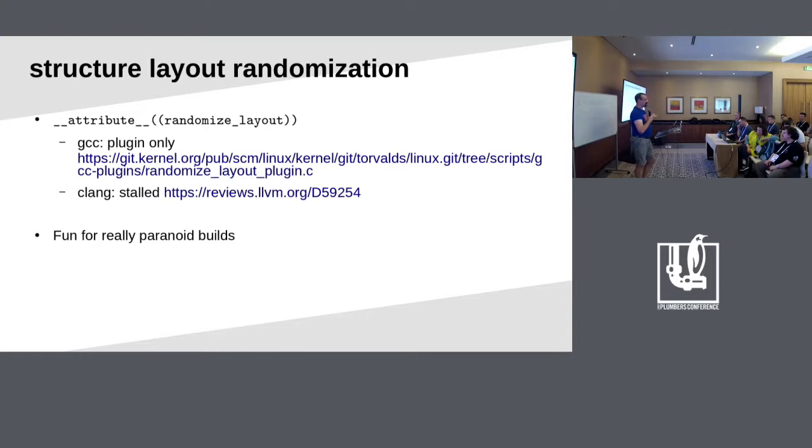The plugin also has a mode where if your structure contains only function pointers, it will randomize those automatically, which I think in the Clang port was a separate flag. Anyway, this isn't, in my view, needed, but it is really fun for paranoid builds because it changes the target layout from the attacker's perspective. You know, why have kernel ASLR when you can have code ASLR?